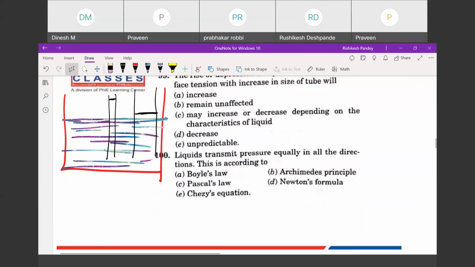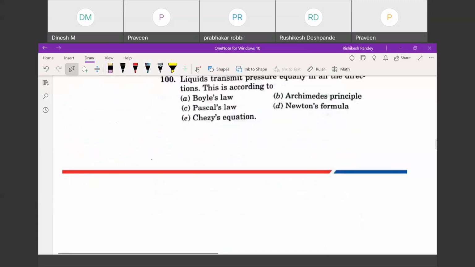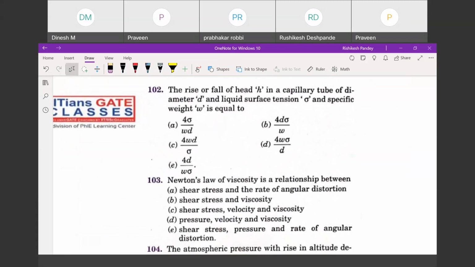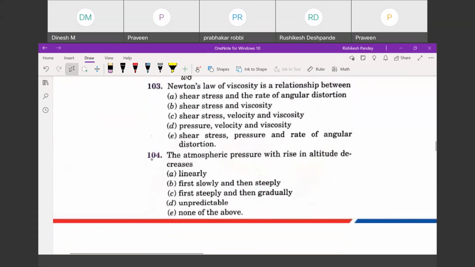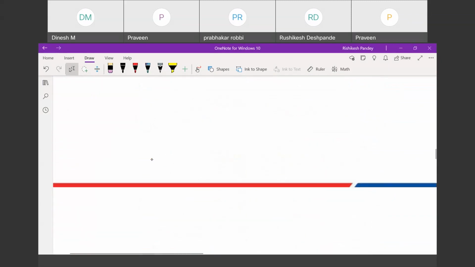Okay. 100 question, 100. It is Pascal's law. You see here we have that question itself, that equation itself. From here also we can answer. Yes. A is the answer. This though we have solved actually. Yesterday itself we have solved this question. This also. Piezometer also.